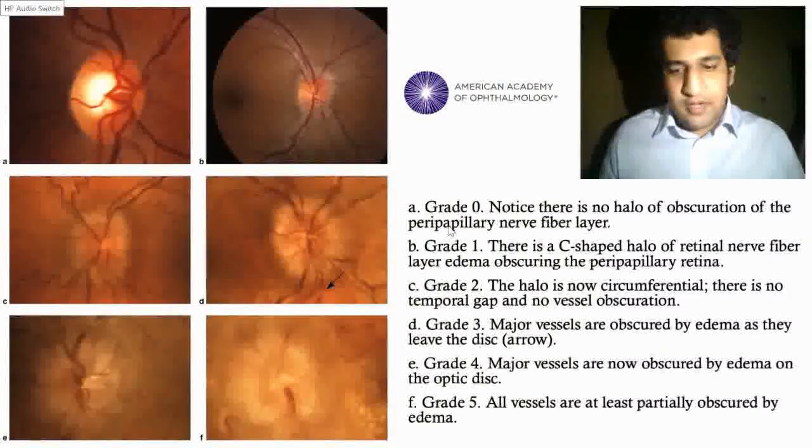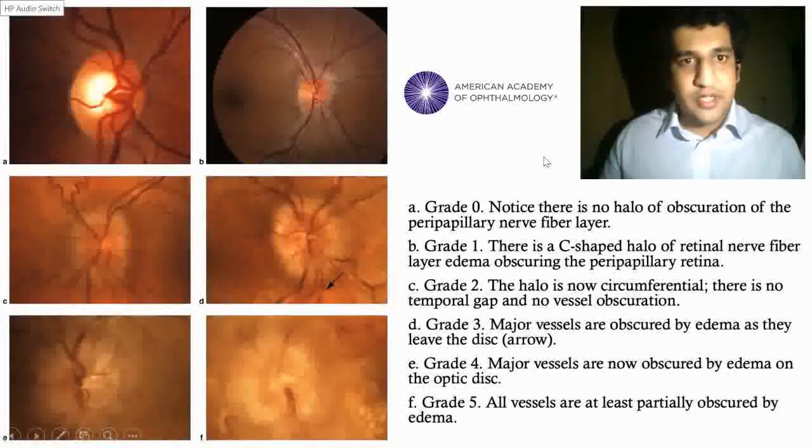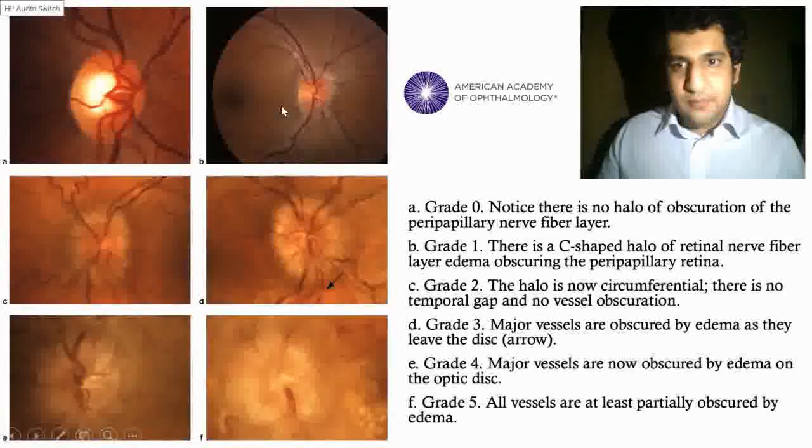So on direct fundoscopy, this is borrowed from the American Academy of Ophthalmology. It's called the Frisén grading of papilledema. A grade 0 looks more or less like a normal disc. There is no halo, no obscuration of the peripapillary nerve fibers. Grade 1, you have a C-shaped halo. So it's going to be an incomplete halo. Again, this is caused due to the swelling of the axons, but it's not going to be complete. So that's grade 1. Grade 2 is where there's a complete halo.